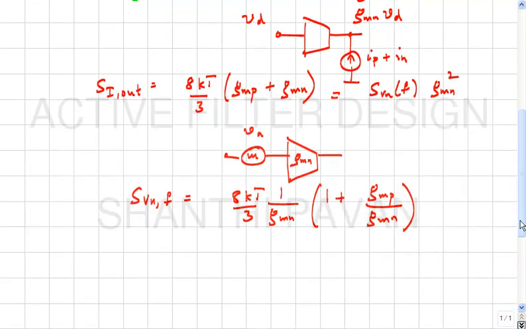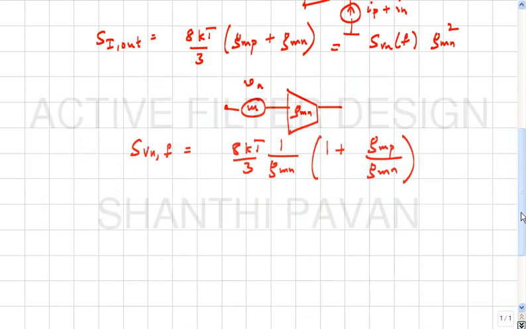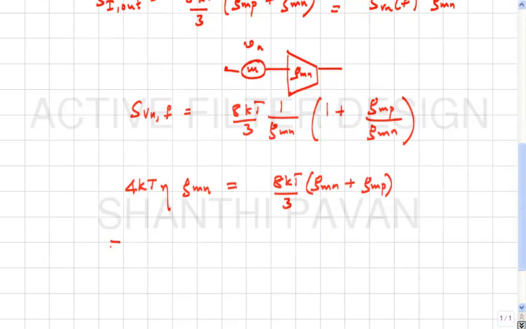And when we were discussing noise transconductors, we said that we can always express noise as some 4 kT eta times the transconductance. So what is the transconductance of the transconductor? It's only GMN. And what is this equal to in this particular circuit? Eight kT by 3 times GMN plus GMP. So the excess noise factor eta is nothing but 2/3 times 1 plus GMP by GMN.